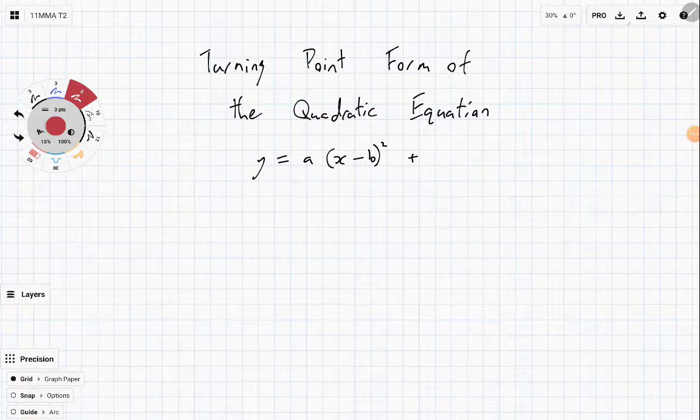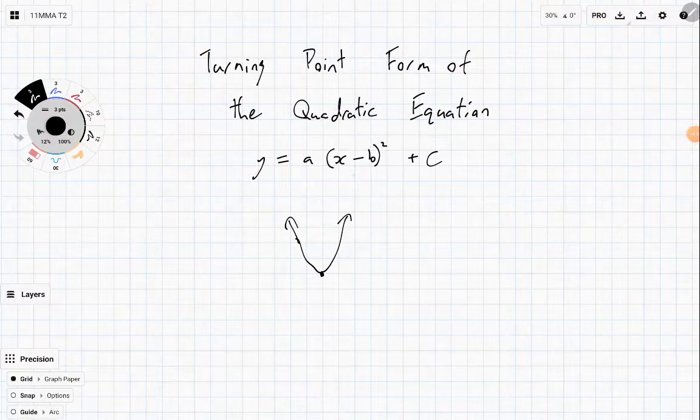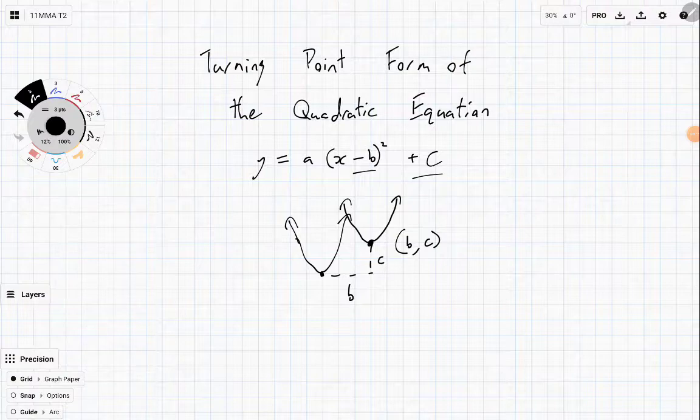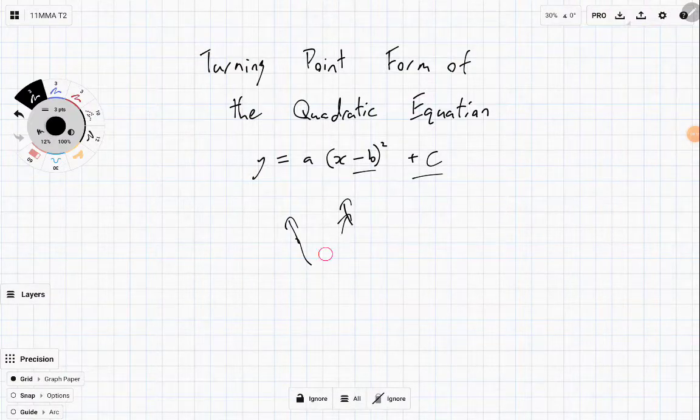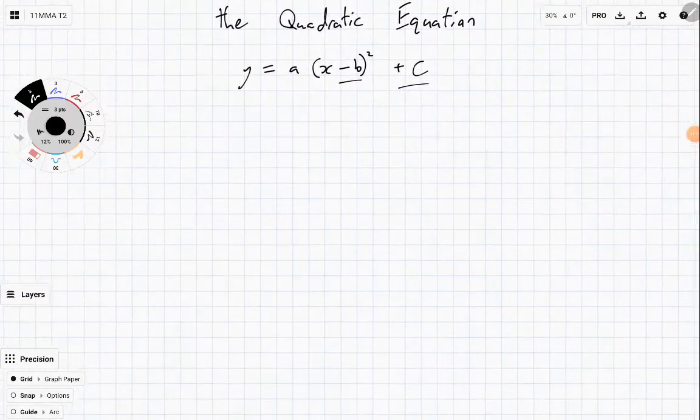We call it the turning point because the turning point's the most easy part to map. If we have the turning point of a quadratic here, and we translate it B units to the right, and then C units up, well, that's just where the new turning point's going to be. So we call it turning point because B and C is the location of our turning point, which makes it really easy to sketch quickly. So let's go through and have a look.